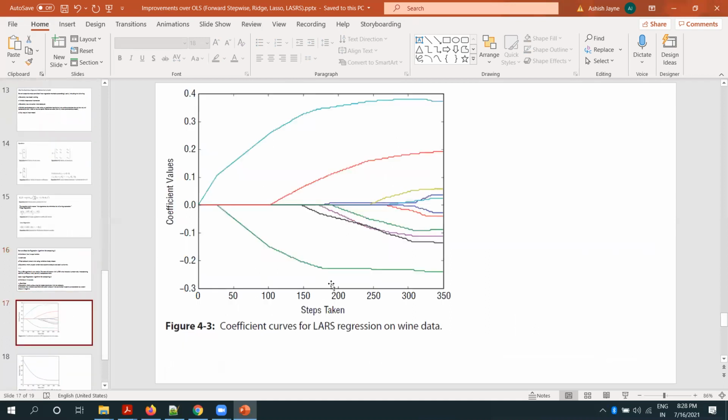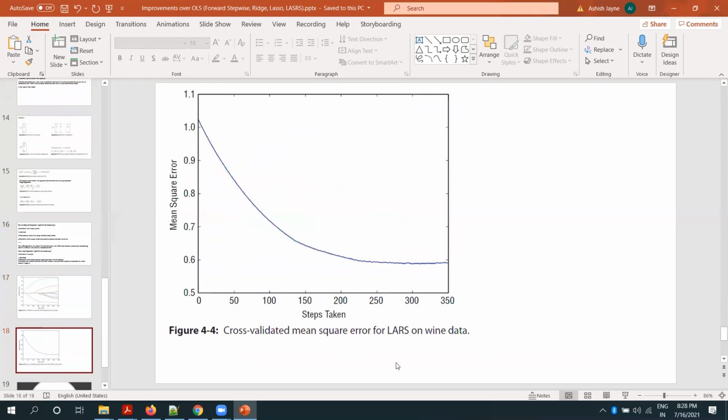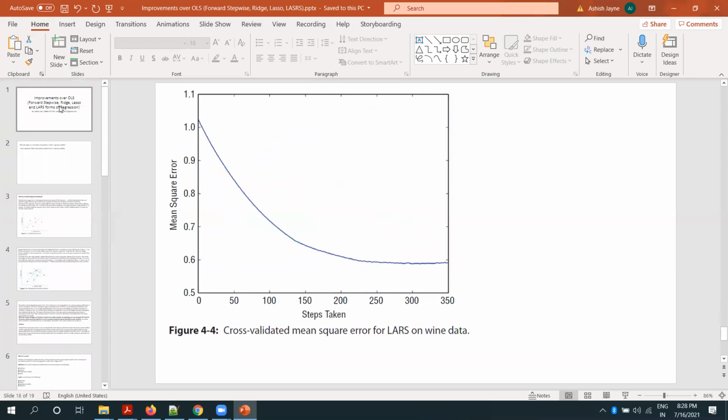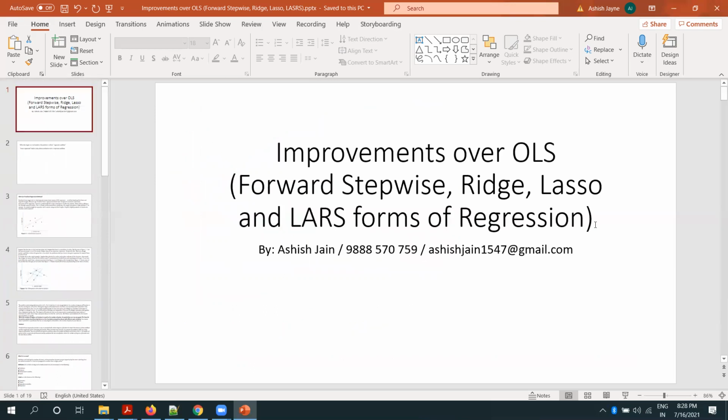And this is a plot that shows how your beta values go. It's like overlapping. We had simply drawn the computation of beta values all at once, all in a single plot. And over here we see, as we take more and more steps in the LARS algorithm, mean squared error goes on decreasing. All right, folks, this was all about the various flavors of regression, various algorithms used for the problem of linear regression.